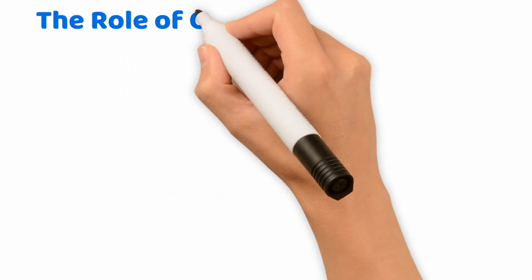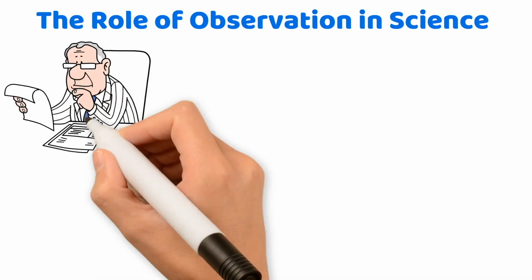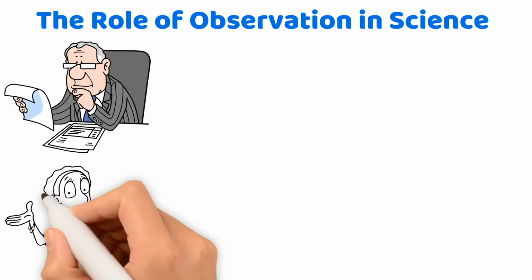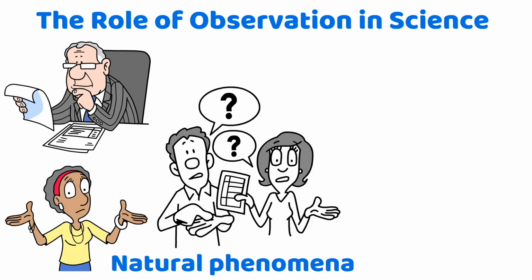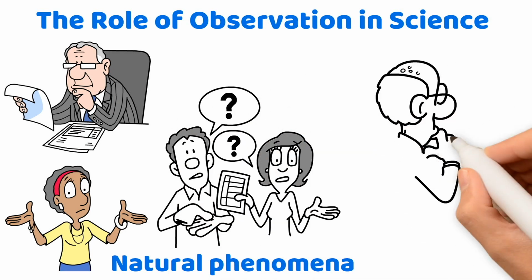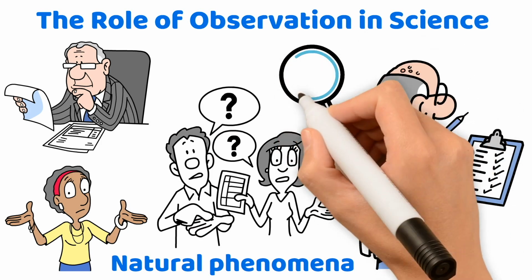The role of observation in science. Observation is the cornerstone of scientific inquiry. It involves meticulous noting and recording of natural phenomena, leading to questions and hypotheses. Through observation, scientists detect patterns and anomalies that challenge existing knowledge and spur further investigation.